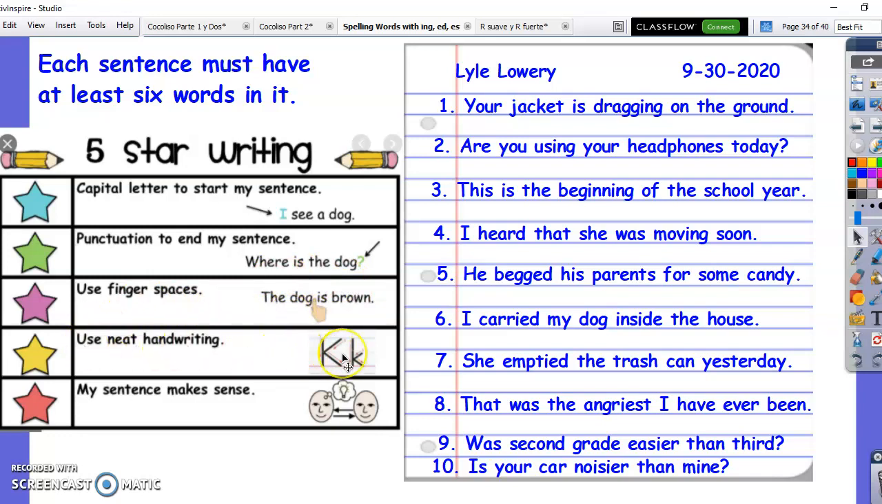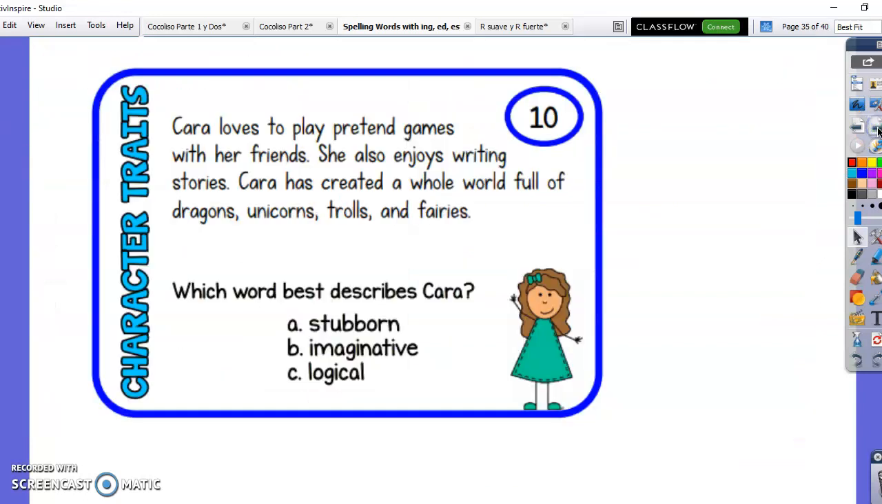Use neat handwriting, of course, so it can be read. And then the last, my sentence makes sense. If it has a subject and a predicate, your sentence is going to make sense.